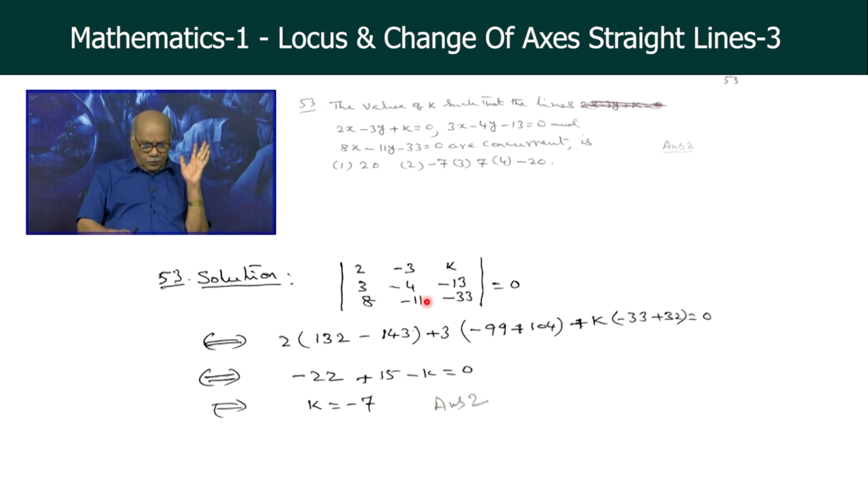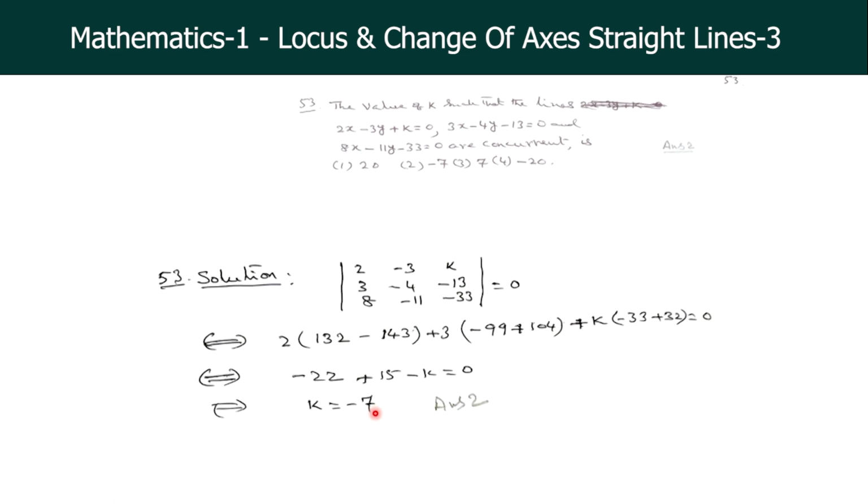Here, if you substitute the values of a1 b1 c1, a2 b2 c2, a3 b3 c3, we have the determinant with rows 3, minus 2, k; 3, minus 4, minus 13; and 8, minus 11, minus 33 equal to 0. Now you expand it and simplify, then you will get the value of k as minus 7, and that is option number 2.